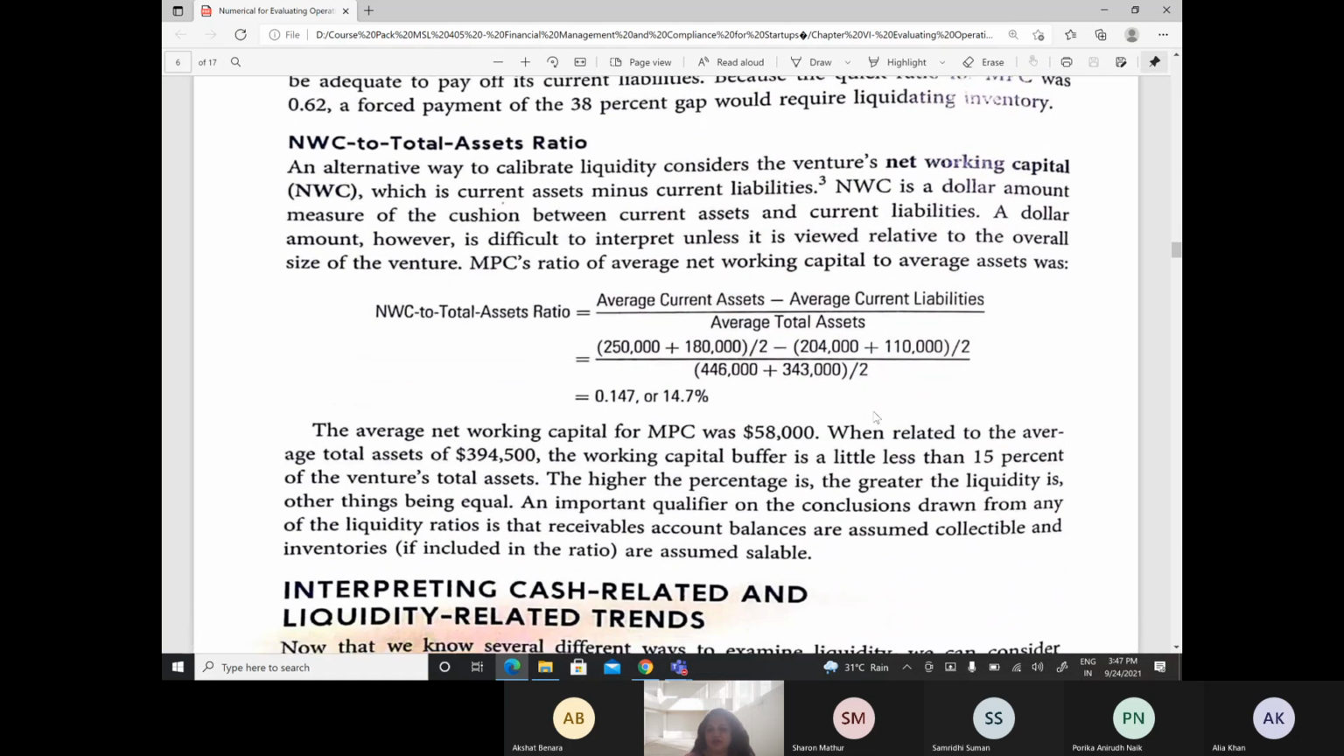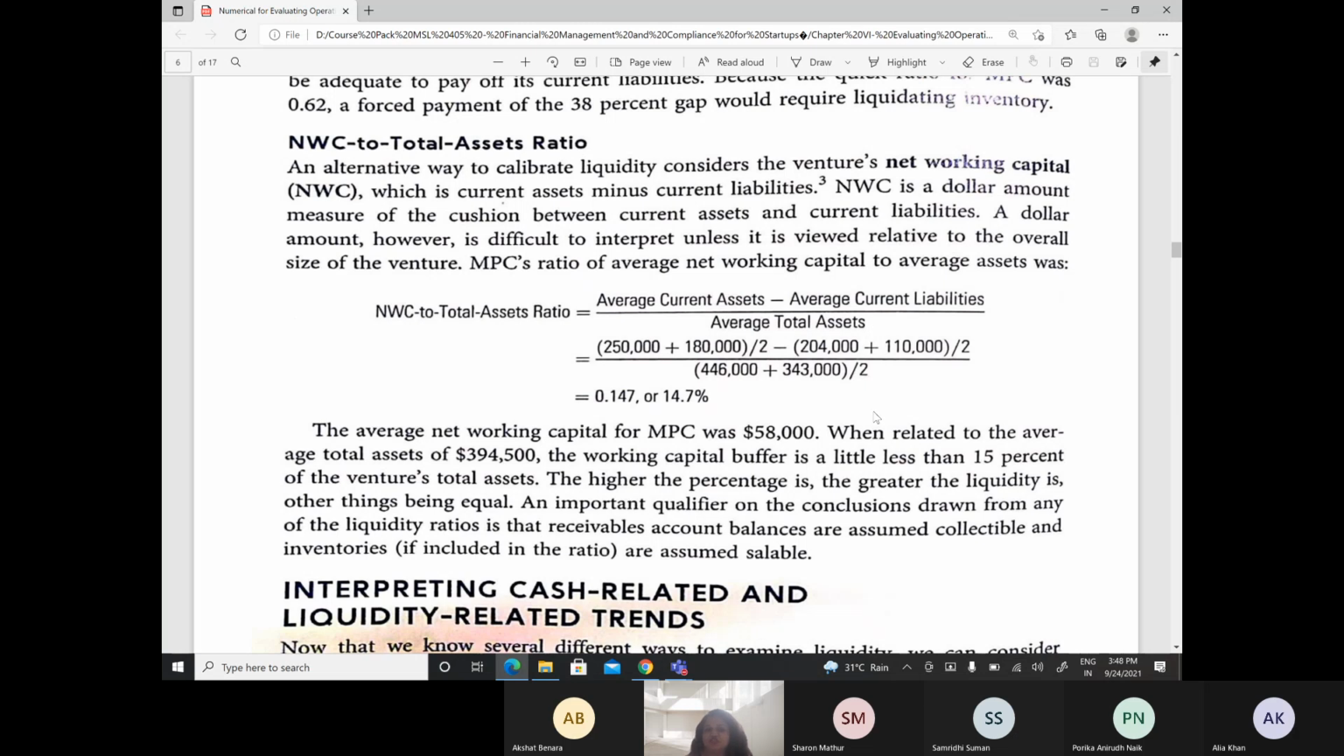The third liquidity ratio is net working capital to total assets ratio. Net working capital is nothing but current assets minus current liabilities. So an alternative way to calibrate liquidity considers a venture's net working capital, which is current assets minus current liabilities. Net working capital is a dollar amount measure of the cushion between current assets and current liabilities. A dollar amount, however, is difficult to interpret unless it is viewed relative to the overall size of the venture.